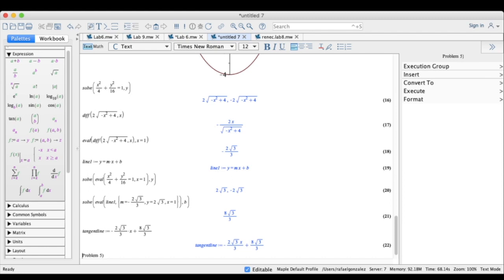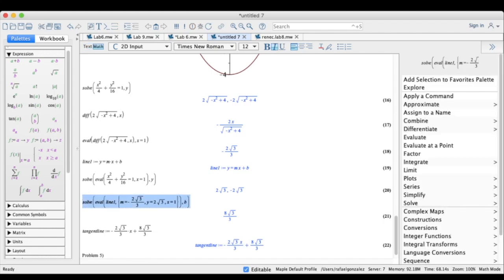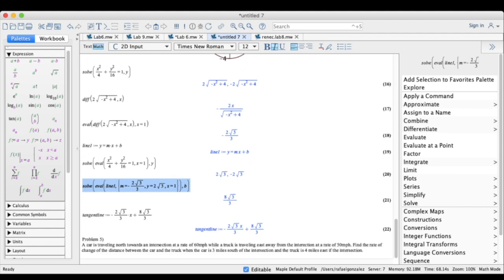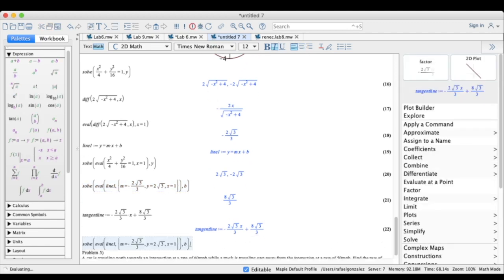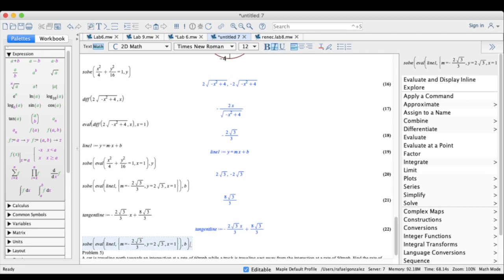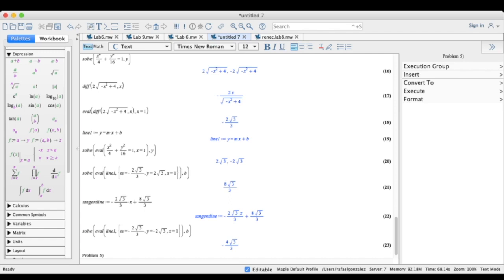And now we repeat the same process with the other numbers that we had. So I'm going to do the same solve that I have up here, but I'm going to substitute the values of the y with the second y, because I only have one slope. I'm going to keep the slope the same. The other value for y was just negative, so I'm just going to make it negative. And x stays the same as well. And I get negative 4 over 3.